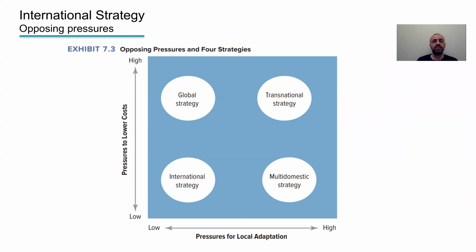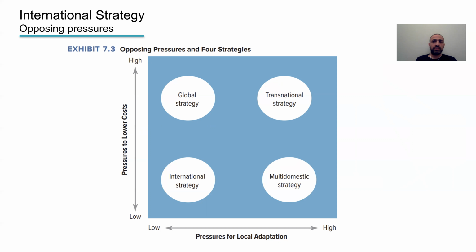For global strategy, which is used mostly by pharmaceuticals or jet engines, the pressure to lower your costs is high. So for sure, you need to have economies of scale, but you will have transportation costs, and maybe some tariffs because you are limited to a special geographic area. But local adaptation is not high.